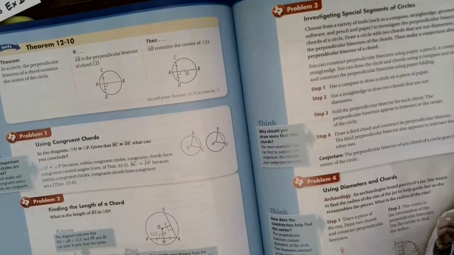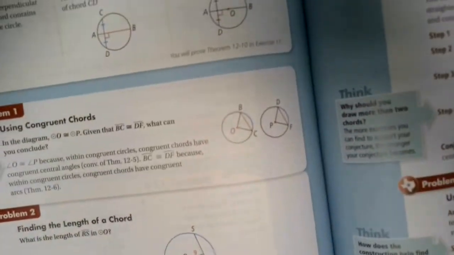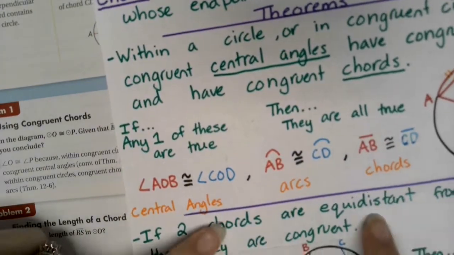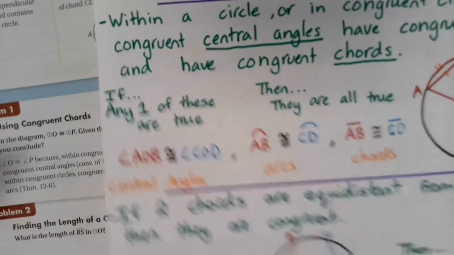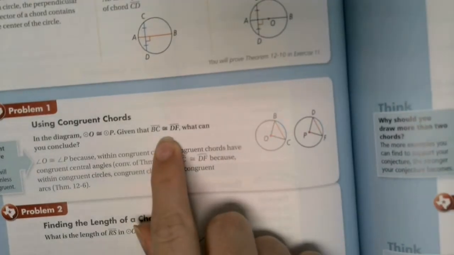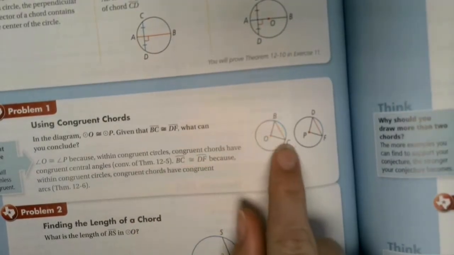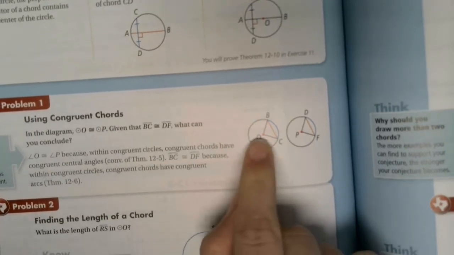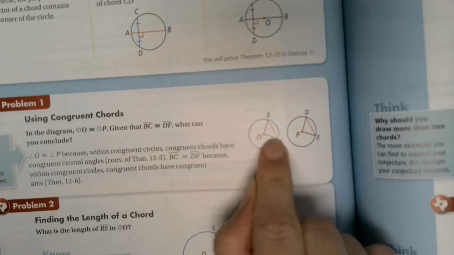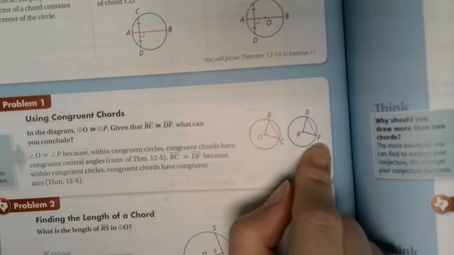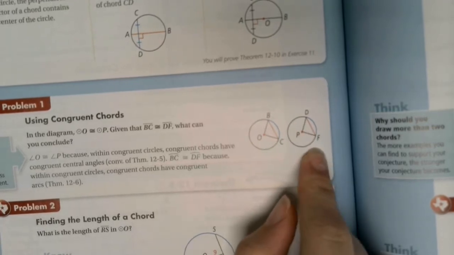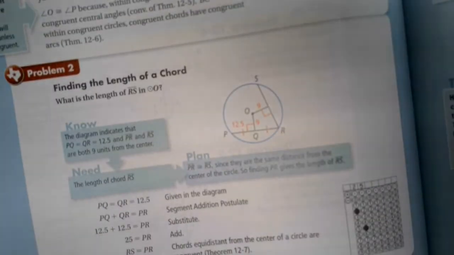So my first example is based off the first theorem. Zoom in. And really, if one of these is true, all of these is true. So if any one of these things are true, the other two are true as well. So it's given that the chords are congruent. Chord BC is congruent to chord DF. So we can also say that the central angles are congruent, angle BOC and angle DPF. But we can also say the arcs are congruent, arc BC and arc DF. Okay? Using the second theorem, we can also see, let me focus that.